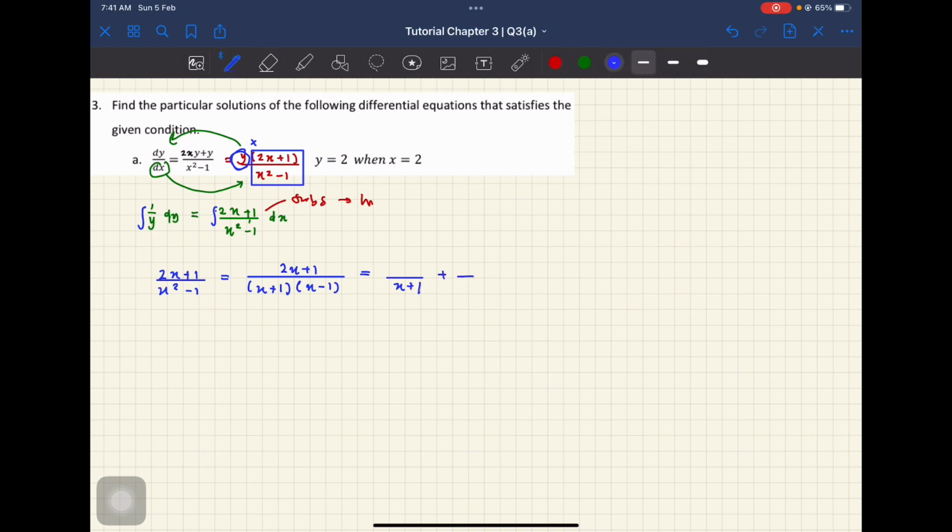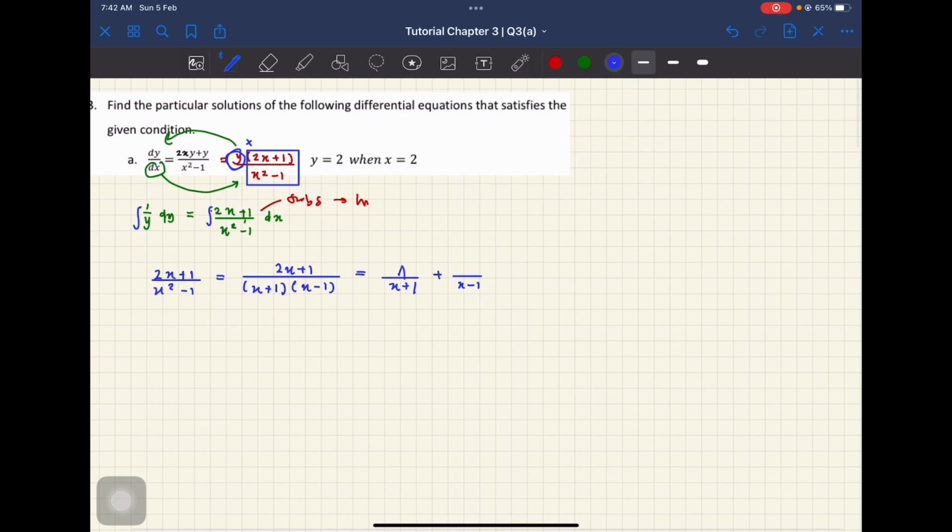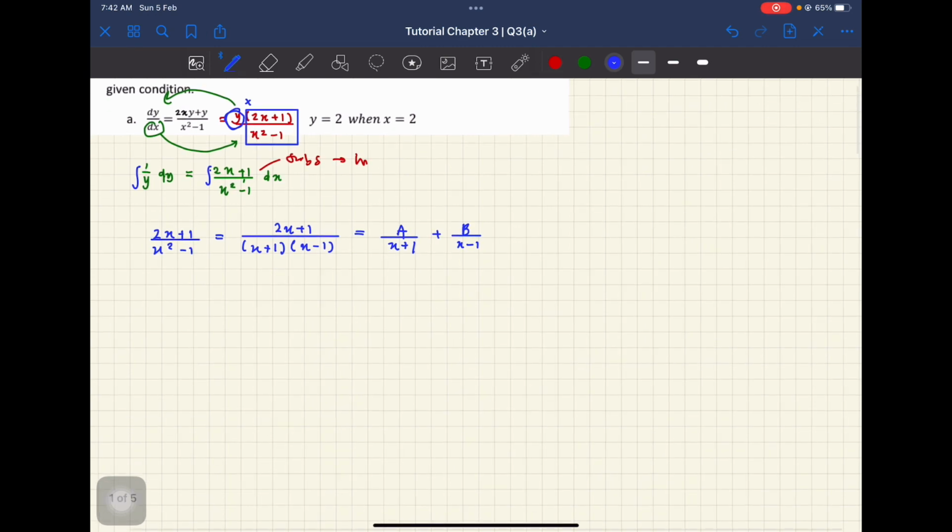And then plus with x minus 1. This one. Okay, so bahagian atas nak letak apa? Bahagian atas letak any constant a and b. Okay, so now let's equate the denominator. Samakan dia punya pembawah. Okay, so awak akan dapat untuk a.